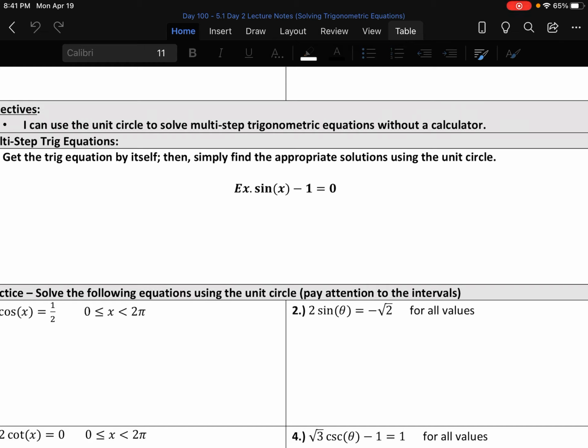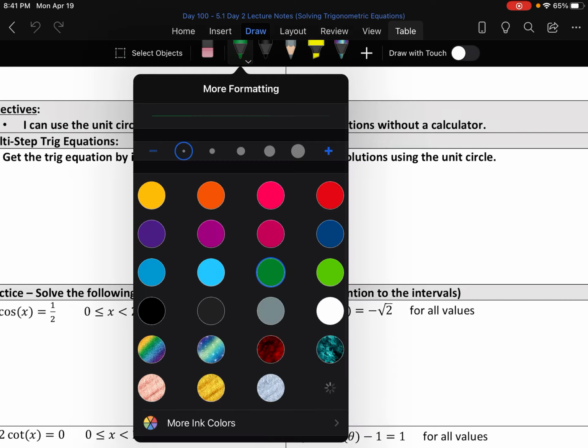Get the trig equation by itself, then simply find the appropriate solutions using the unit circle. So you want to get that trig term by itself, so the sine, cosine, tangent, whatever it is, and then you want to solve it like we just did yesterday. So here we have a hopefully simple example: sine of x minus 1 is equal to 0. Our goal is to get the sine of x by itself, or if it was cosine, tangent, whatever it may be.